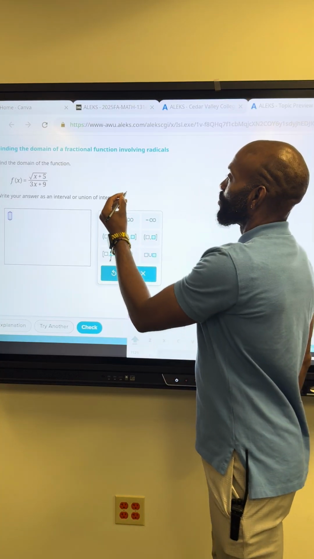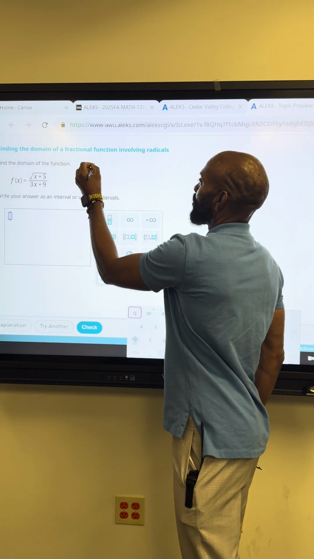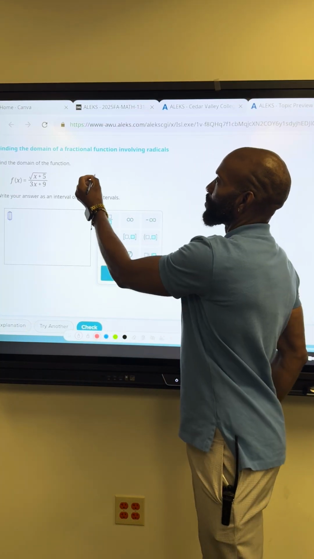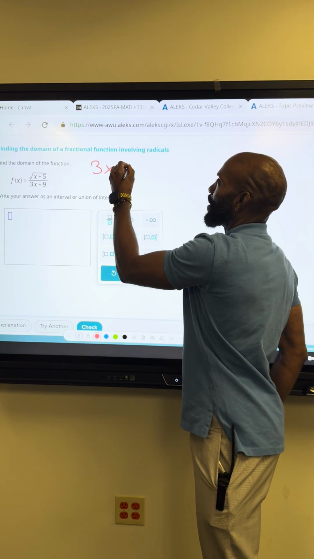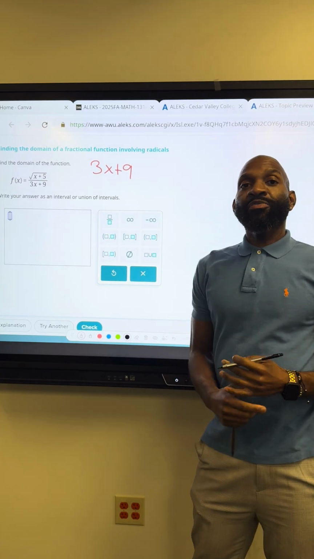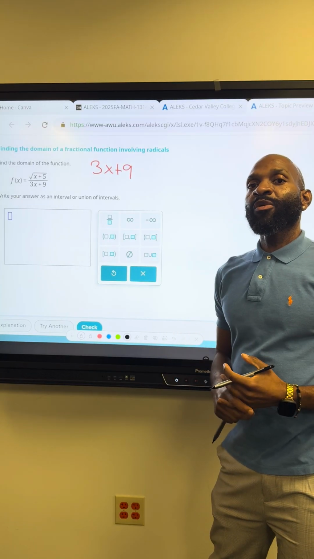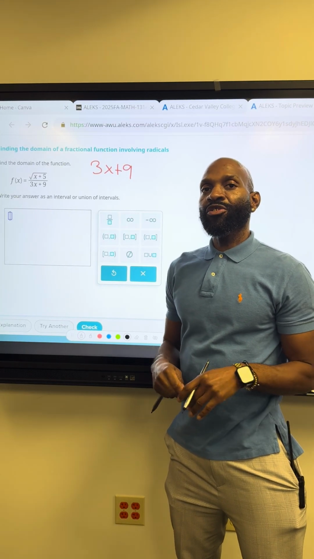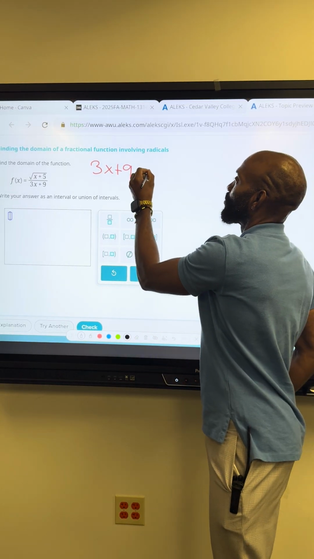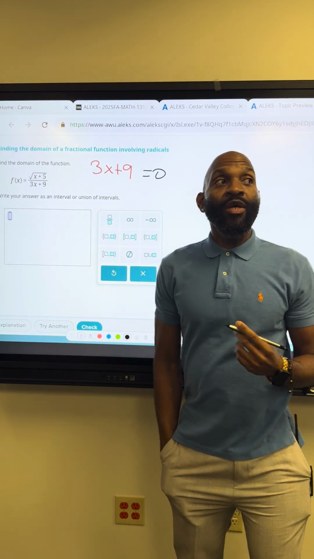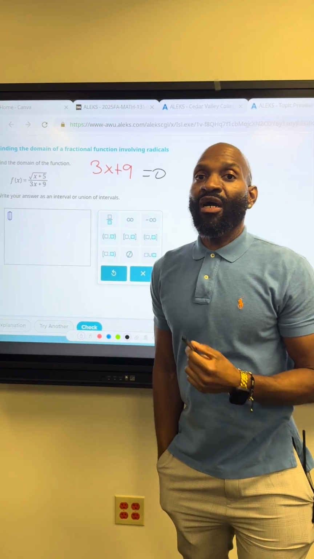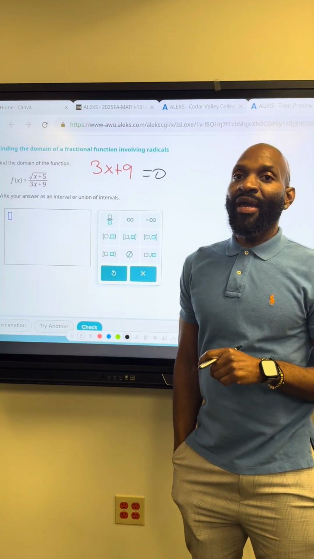So let's look at this first result. We have 3x plus 9. I'm going to change this to black just to make sure you can see it. 3x plus 9 is in the denominator. Remember, whatever expression is in the denominator can't equal 0. So I need to set this equal to 0 to find out when that happens, and whatever that x value is, I'm going to exclude it from the domain.